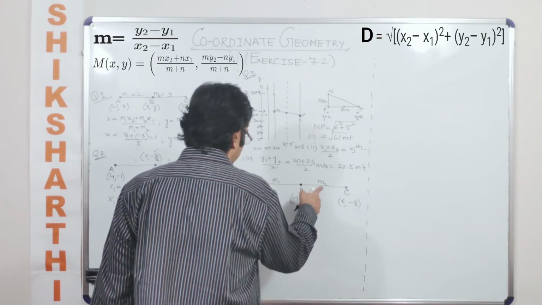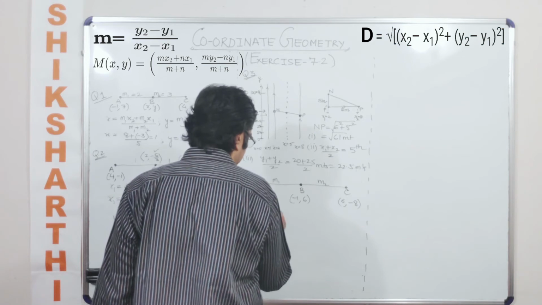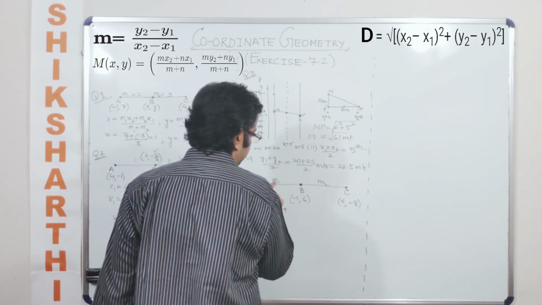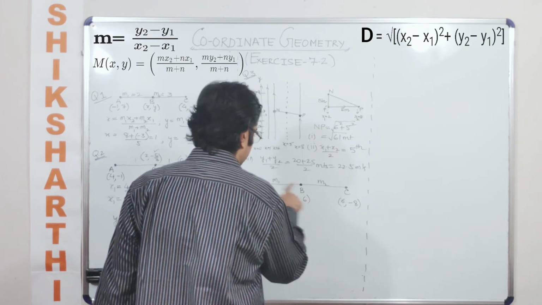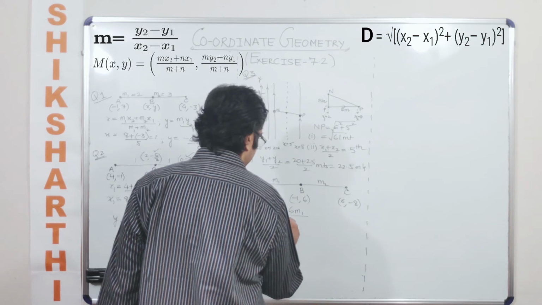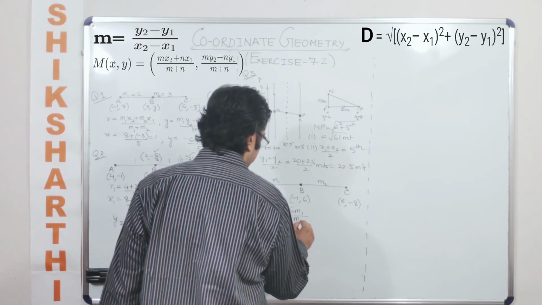is equal to M2 x1, which is minus 3 M2 plus 6 M1 divided by M1 plus M2. This is the first equation that you're going to get.